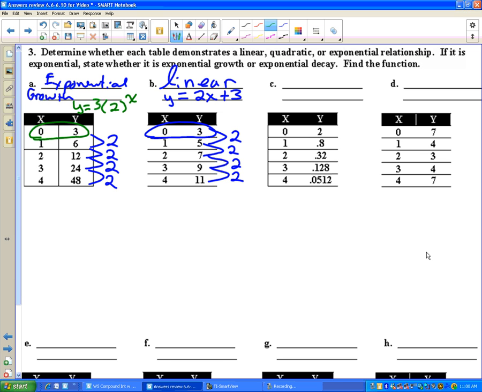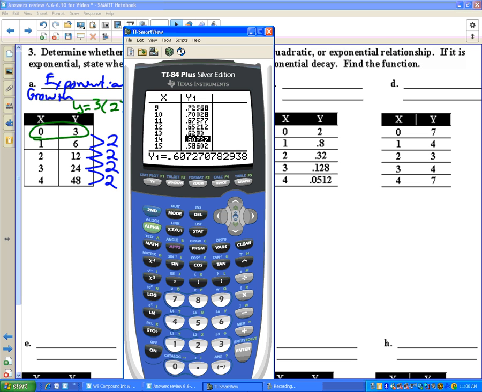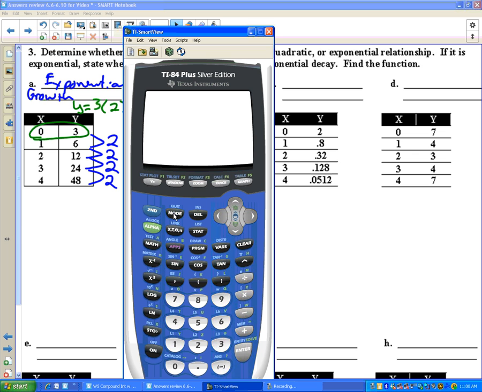Okay, let's look at C. This looks like this is going to be exponential decay. So I'm going to get out my calculator and double check. Take 0.8 and divide by 2 and get 0.4. Take 0.32 and divide by 0.8 and get 0.4. Take 0.128 and divide by 0.32. Remember, I'm taking the bottom one, dividing by the one above it.